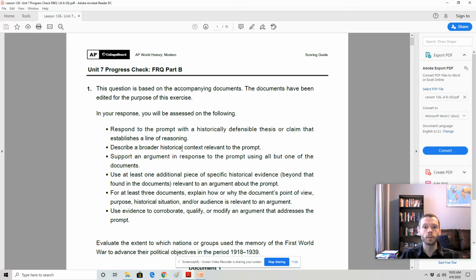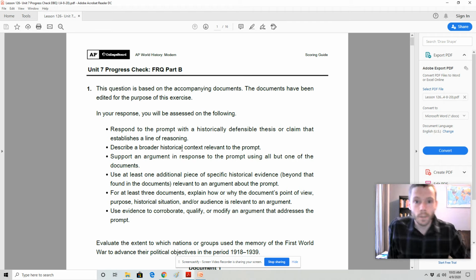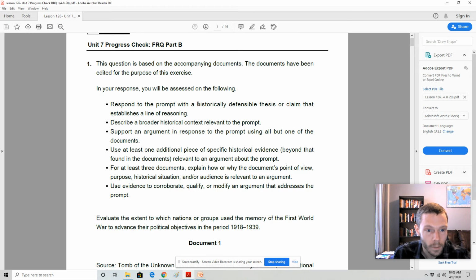The first part, we're going to look at the documents themselves. And then the second part, I'm going to give a 5 to 10 minute overview lecture on some of the key moments and transitions that were happening in the interwar period. Okay, so in terms of this document, they want to first see that you can come up with an historically defensible thesis that establishes a line of reasoning.